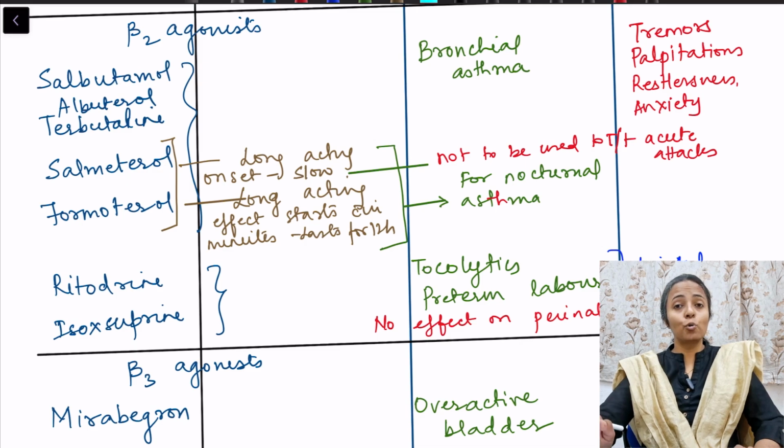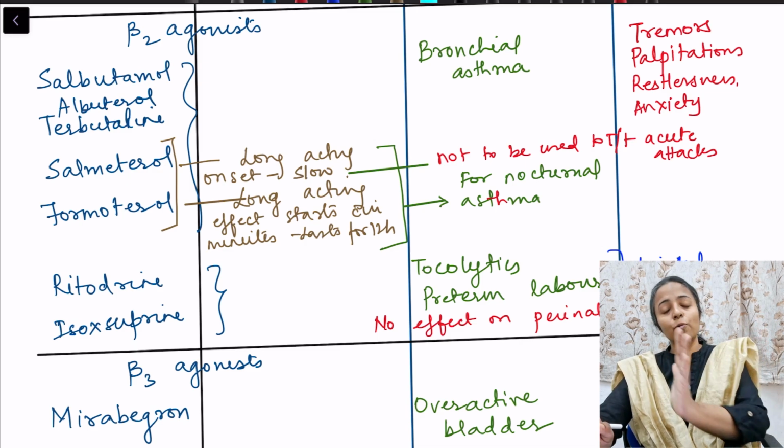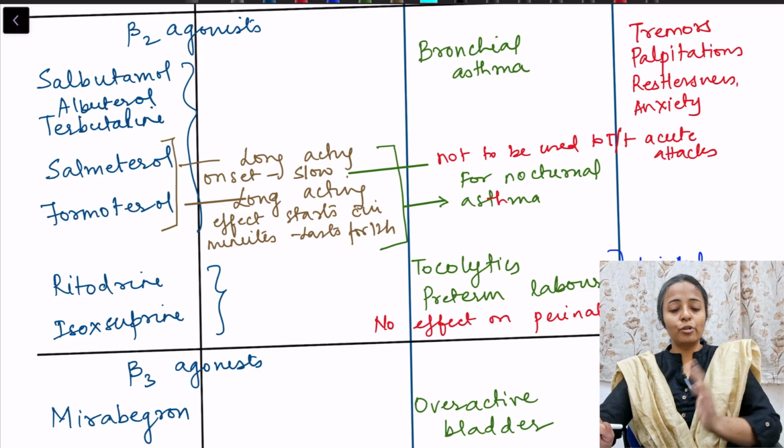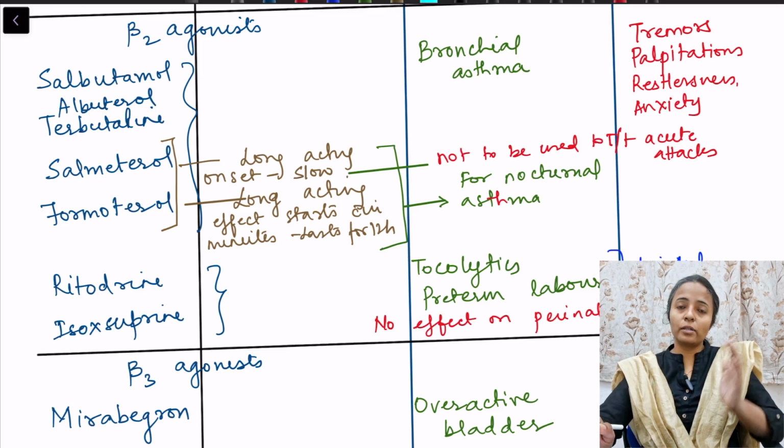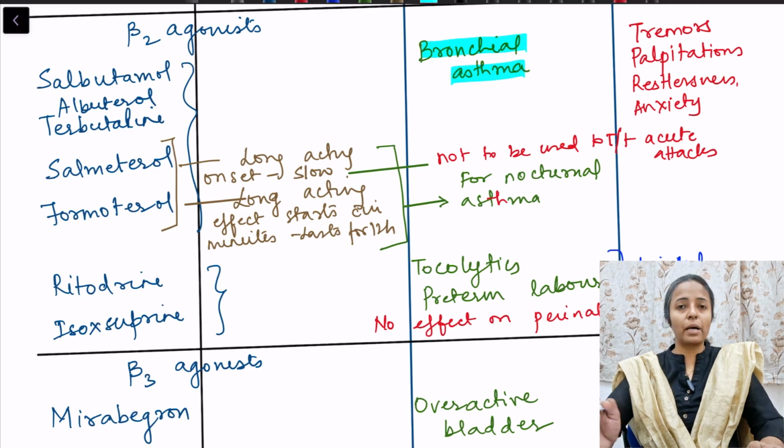Next we have beta 2 agonists. I told you all drugs ending with -ol: salbutamol, albuterol, salmeterol, formoterol and terbutaline. So these are all beta 2 agonists. And we have two other drugs, that is ritodrine and isoxsuprine. Now salbutamol, albuterol and terbutaline are short acting beta 2 agonists and they work for 4 to 6 hours. So these drugs cause bronchodilation. Beta 2 receptors are present in the bronchus, so they cause bronchodilation and are used in bronchial asthma.